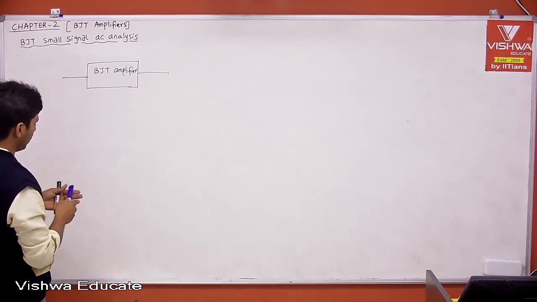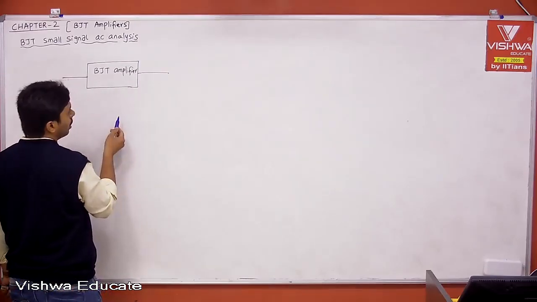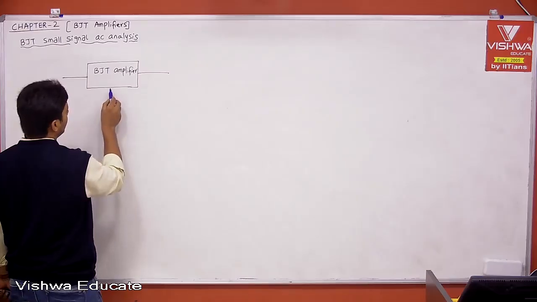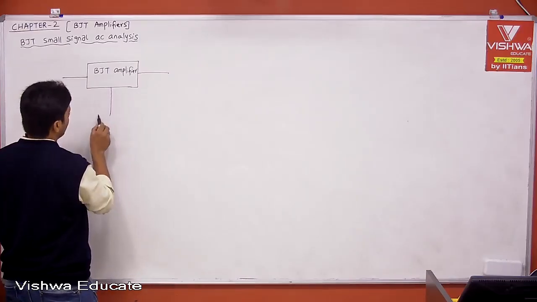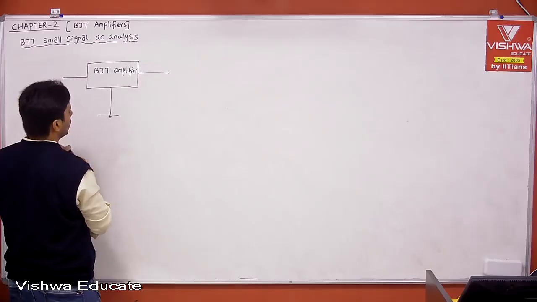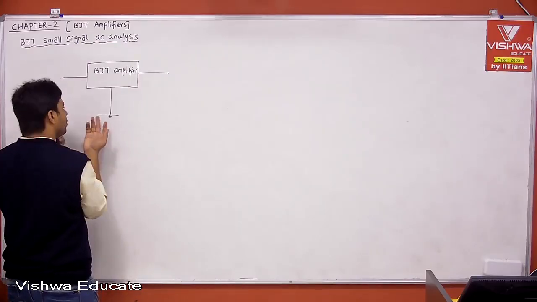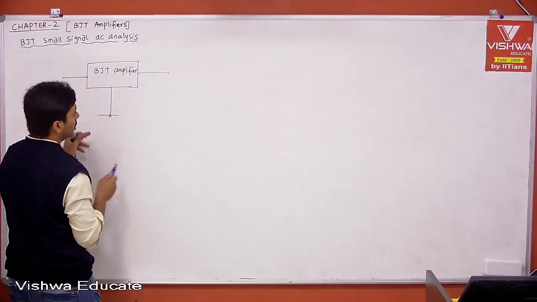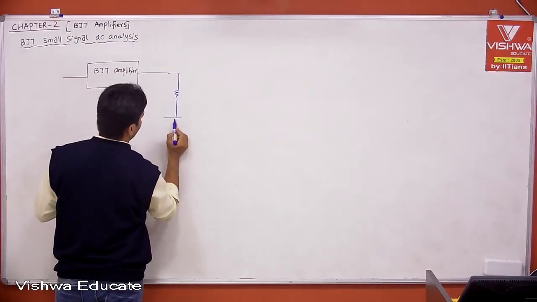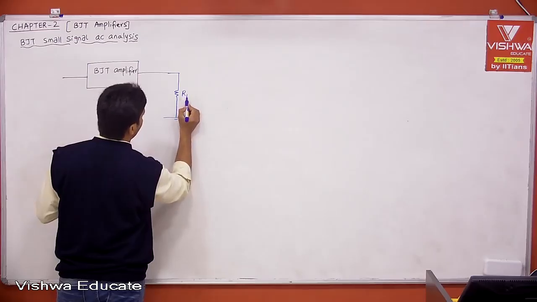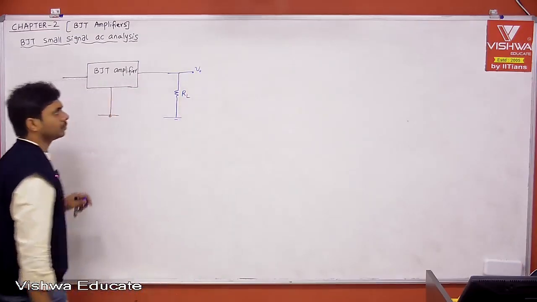Now let us say your output is connected. Let me say the common terminal is ground. Then you can define your output with respect to ground, and input we can define with respect to ground. Basically, the common terminal is common. Okay, that is fine. Now this is the load. Let us say this is my RL and this is my output voltage V0.